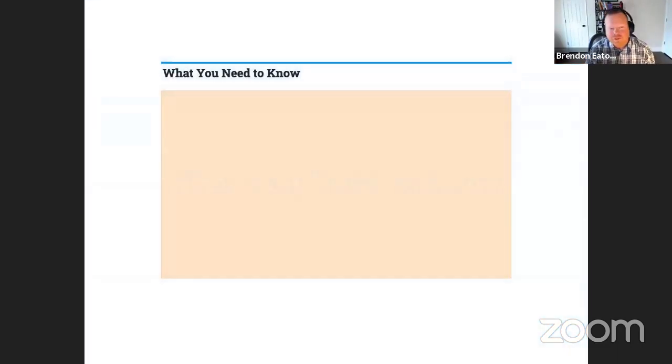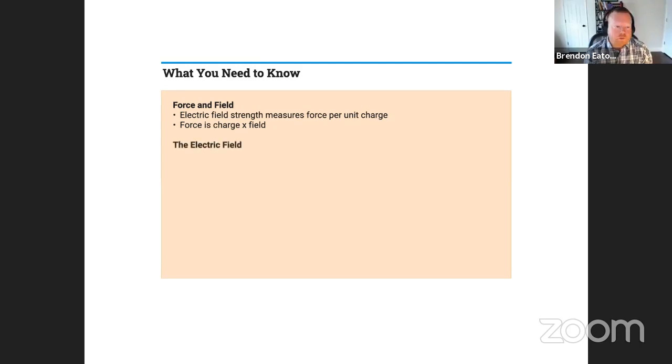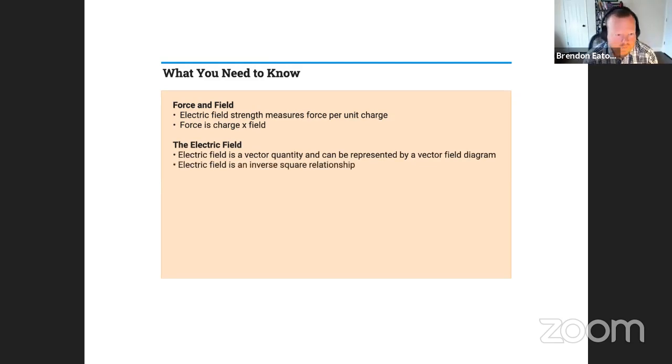Like we said in the course over our lesson overview, we're going to start with force and field, specifically talking about electric field strength and the fact that it measures force per unit charge. That would be newtons per coulomb. And that force is charge times field. Now, as far as electric field is concerned, the review is going to cover electric field being a vector quantity, and it's represented by a vector field diagram, which you've probably seen before. It looks real messy. There are lots of vectors everywhere.